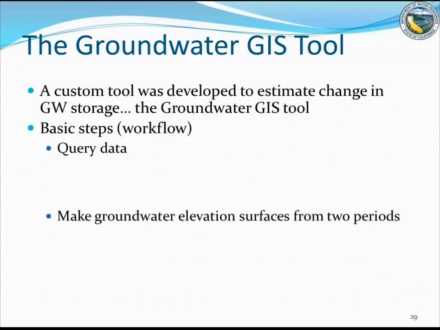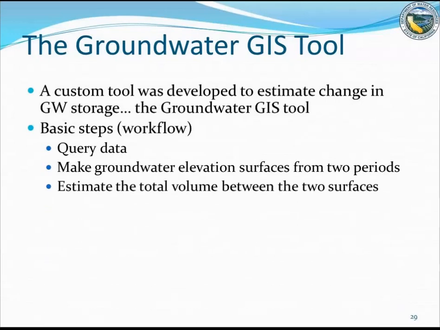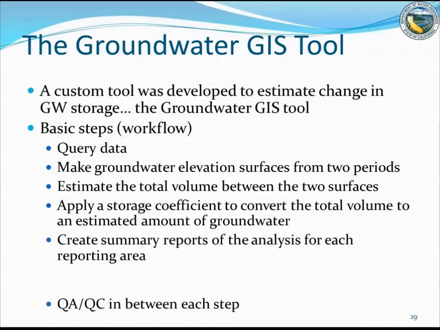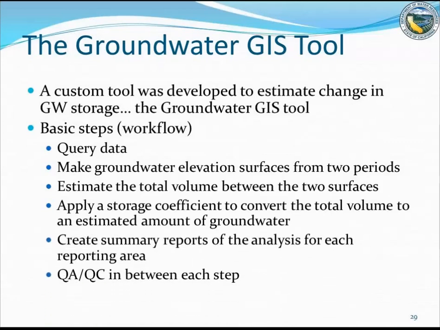As we run through the tool workflow, we query the data, and then from that data we create groundwater elevation surfaces from our monitoring period 1 and monitoring period 2. We estimate the total volume between these surfaces, kind of that blue hatched area I showed in the cross-section. We apply a storage coefficient to convert the volume to an estimated amount of groundwater in storage. And we also apply those boundaries, the zero boundary and extent of data boundary and subbasin boundaries. And then from there we can create our summary reports of the analysis for each reporting area.